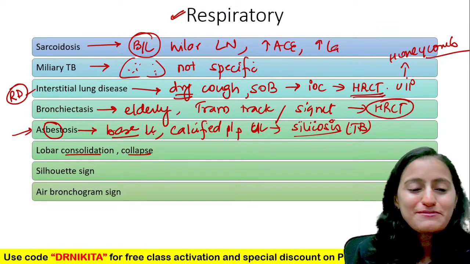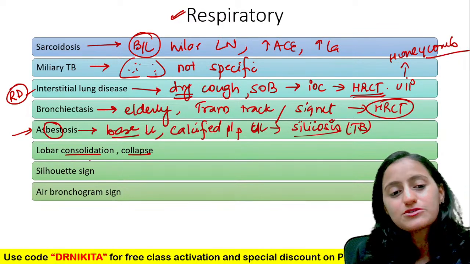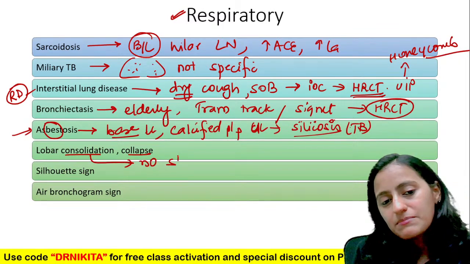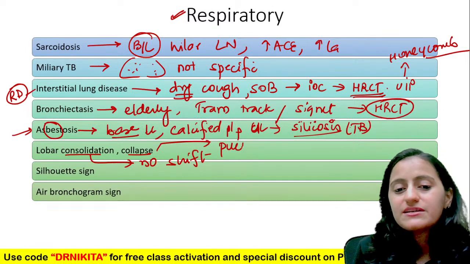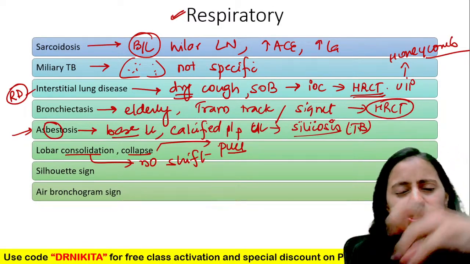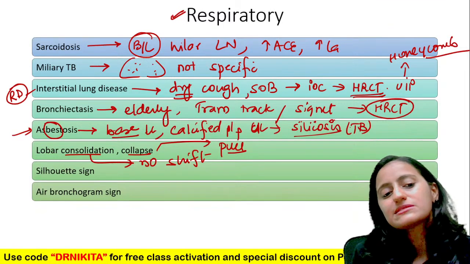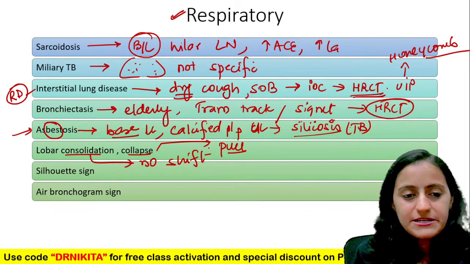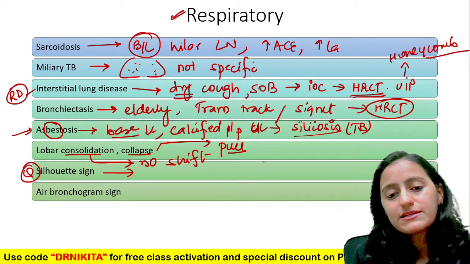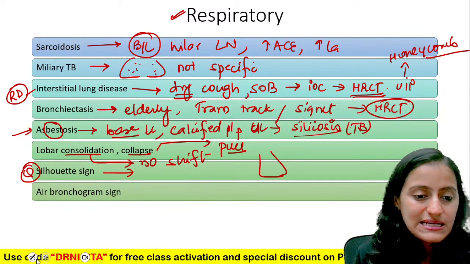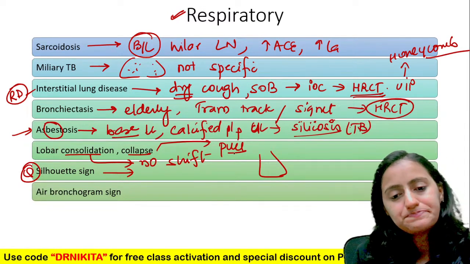Next important in respiratory radiology is consolidation versus collapse. Important point, remember that in consolidation, there is no shift of structures. In collapse, there is pull of the structures. The fissural pull, the tracheal deviation to the same side is what we see. Next, you have the Silhouette sign, which has been asked in the exam very, very frequently. The Silhouette sign is basically the loss of the border sign.